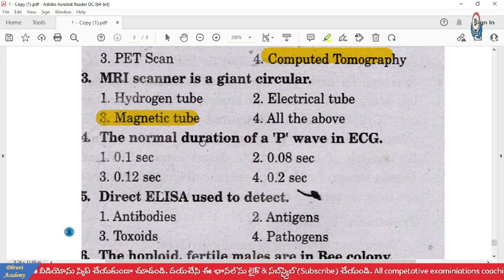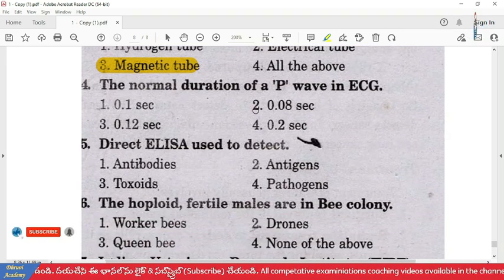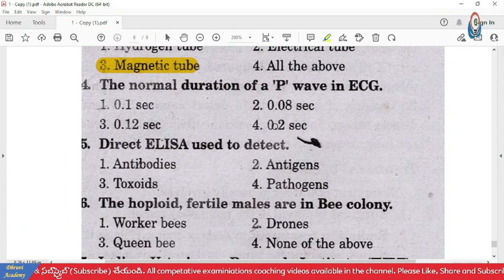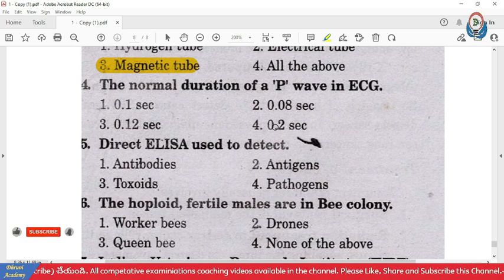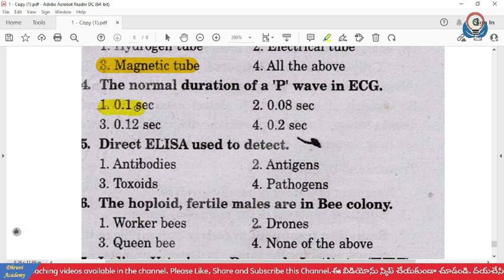Next one, the normal duration of the P wave in ECG: is it 0.1 second, or 0.008 seconds, or 0.12 seconds, or the fourth one 0.2 seconds? Which is the correct answer? The normal duration of the P wave in the ECG will be about 0.1 seconds.